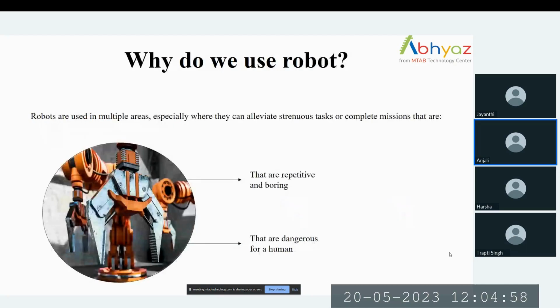So this is the commonly asked question: why do we use robots? One of the best things about robots is their ability to do tasks which are repetitive and boring and that are dangerous for a human. Let me tell you some examples of uses of robots in manufacturing.